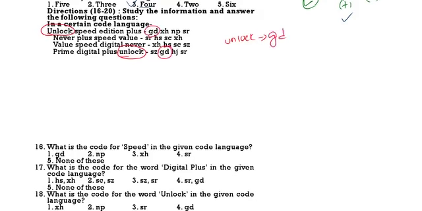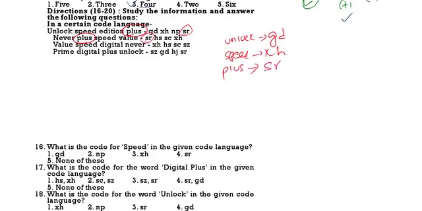Now speed, addition, plus. Speed is in the second, speed in the first and third. In both we are having XH. So speed means XH. Now see the next one. Addition, plus. Plus we are having here and here. In both we are having one word, that is SR. So plus means SR.